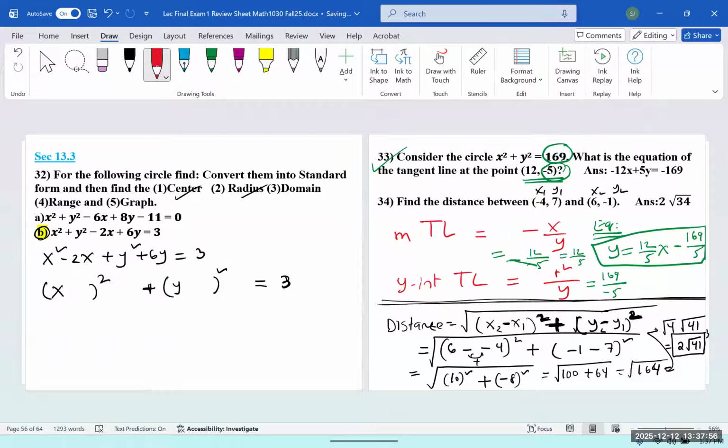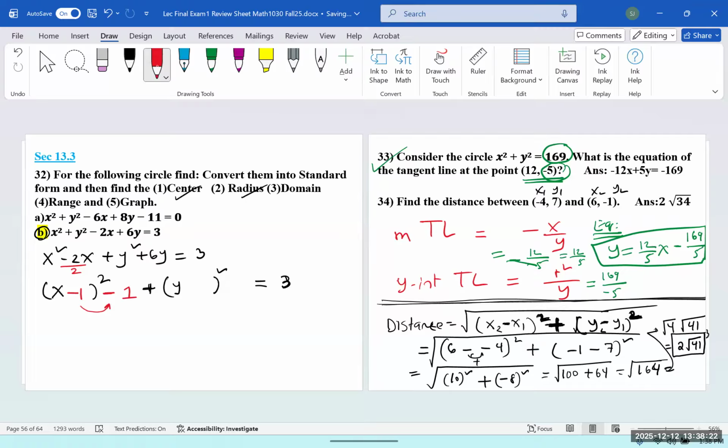So what goes next to the x inside the parentheses? Minus 1. You divide the middle coefficient, including the sign. So you get minus 1. But you have to subtract the same thing with a square. So what is negative 1 squared? 1.